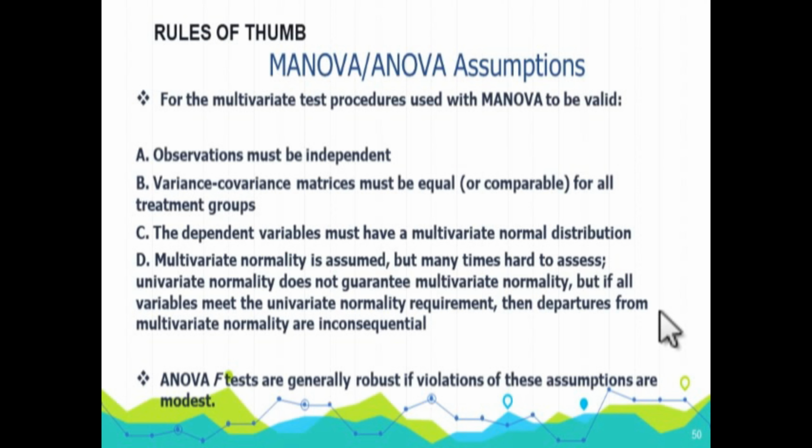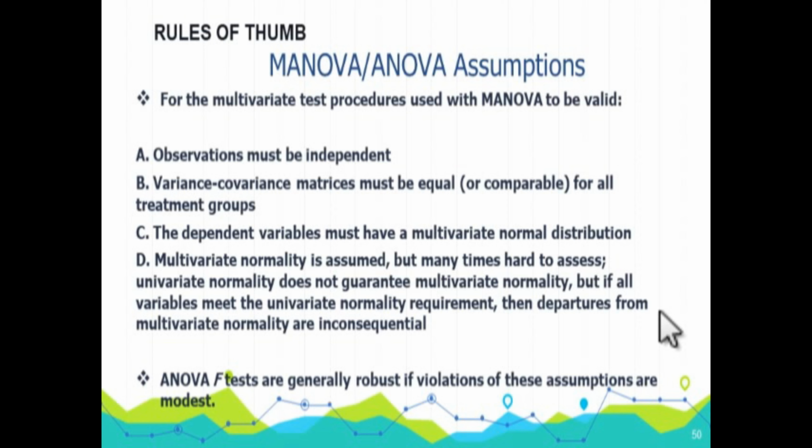MANOVA and ANOVA assumptions. We had that earlier. For the multivariate procedures used with MANOVA to be valid, observations must be independent. Variance or covariance matrices must be equal or comparable for all treatment groups. We also have, the dependent variables must have a multivariate normal distribution, of course.